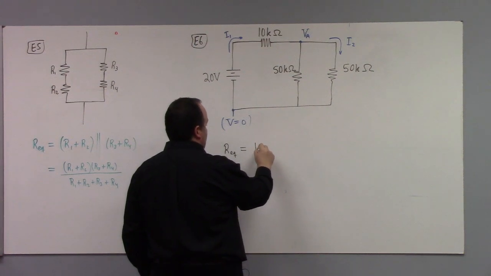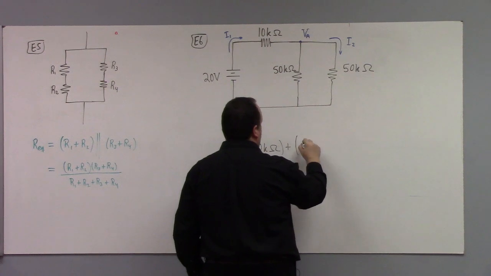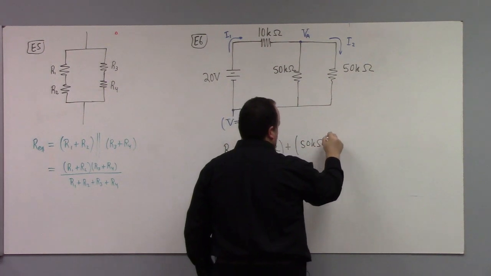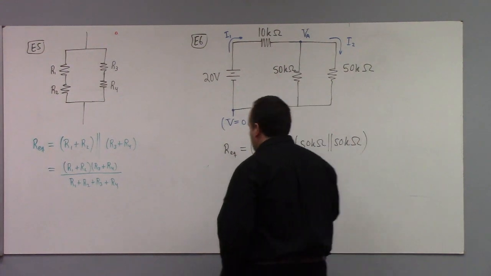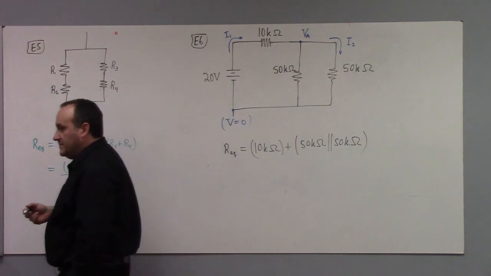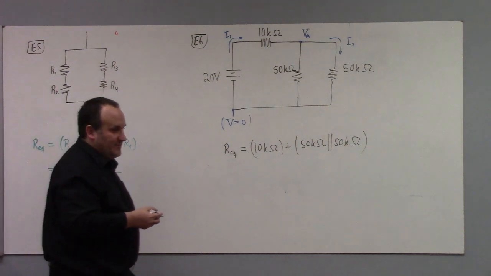35 kilo ohms, right? We've got 10 kilo ohms plus the parallel combination of 50K and 50K. Now, if you take two resistors that have the same resistance and you put them in parallel, it just halves them, which is probably how you did that, right? No? Oh, okay. Well, you just knew.